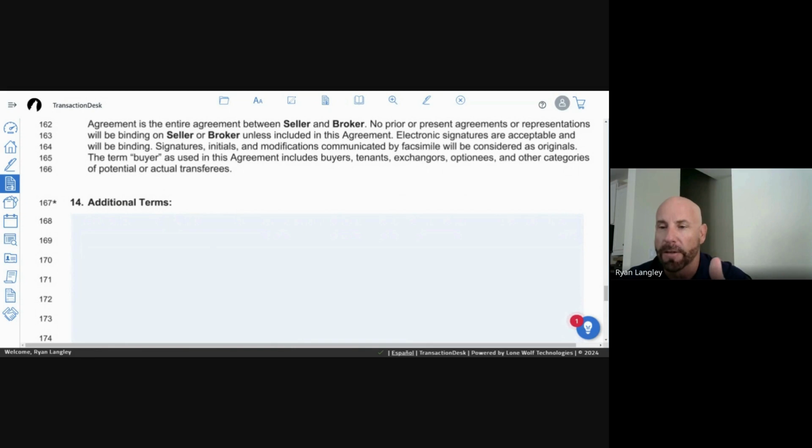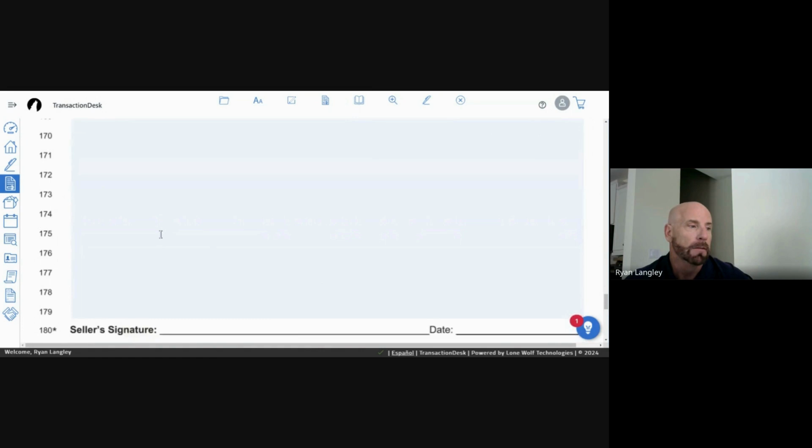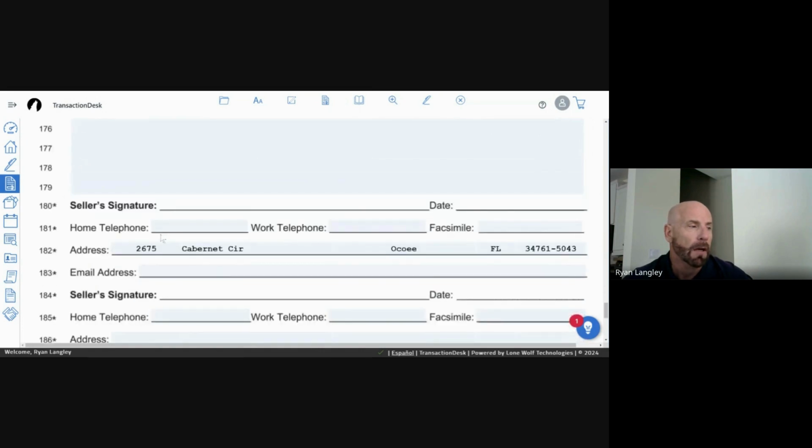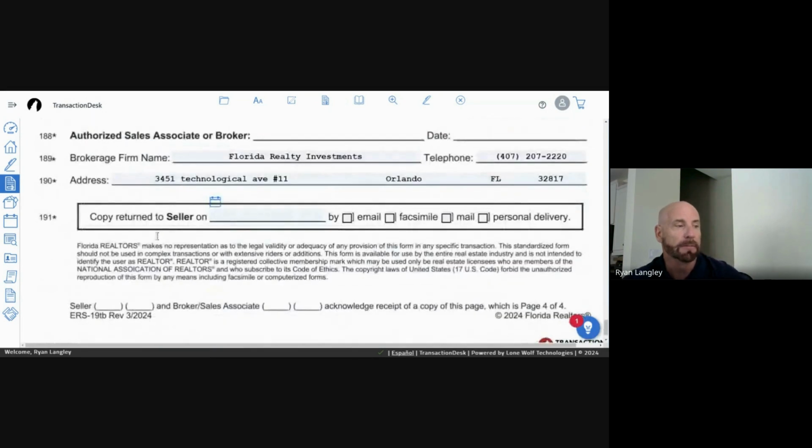If you're going to do that, you don't ever have to, but some sellers will ask, what if you get the whole commission? Then this is where you would do that. And that's a dual variable commission. All right. Then there's the signatures. That's it. Any other questions on the listing agreement?